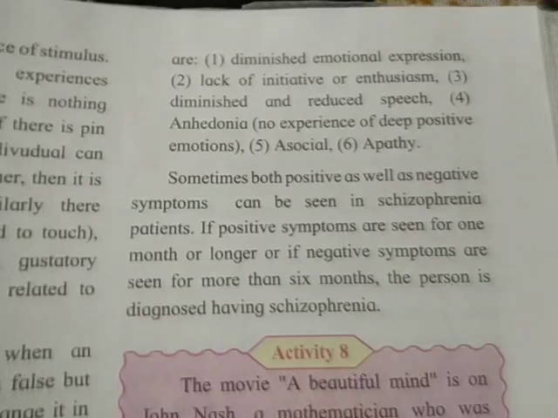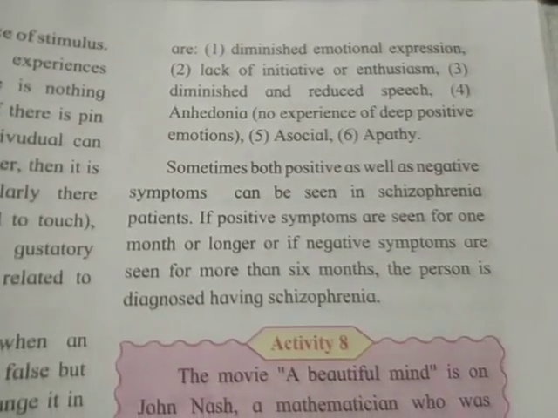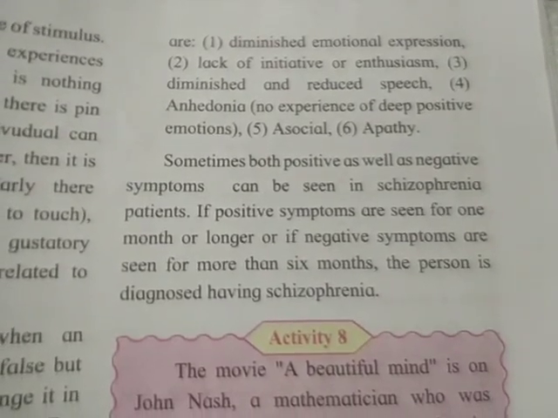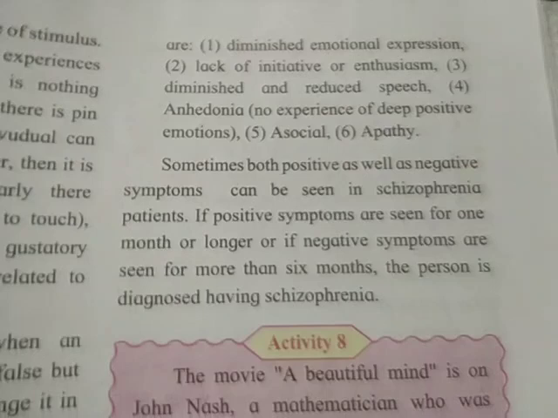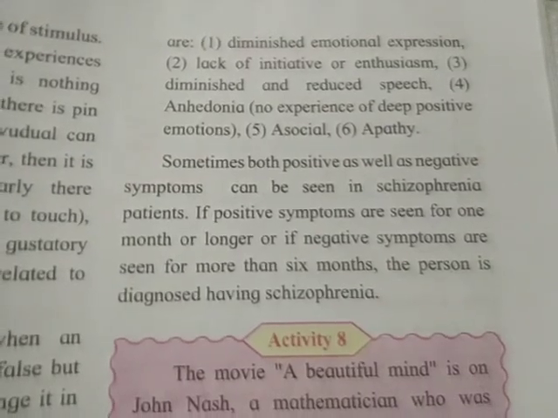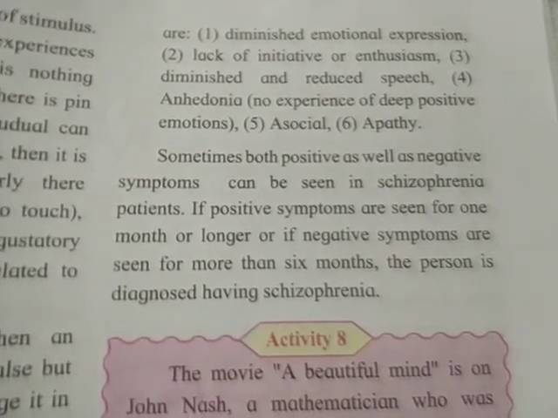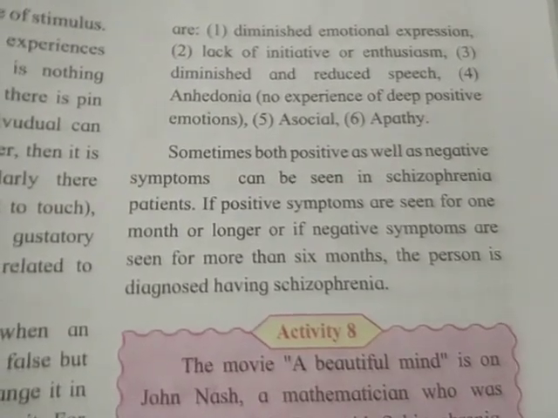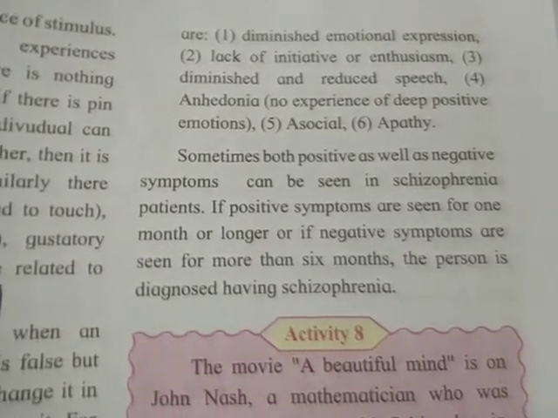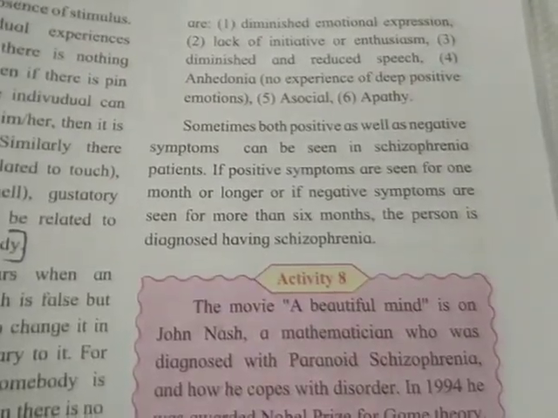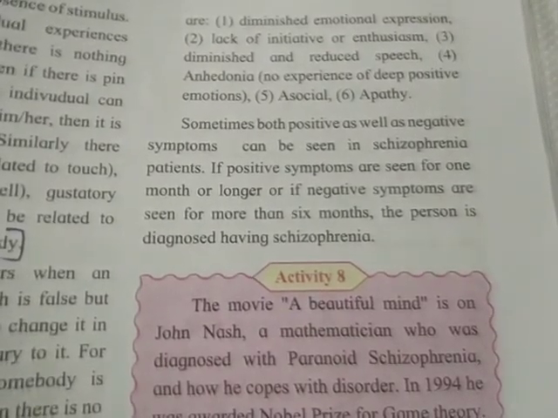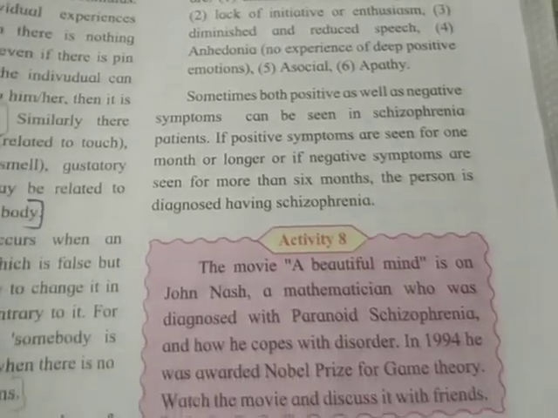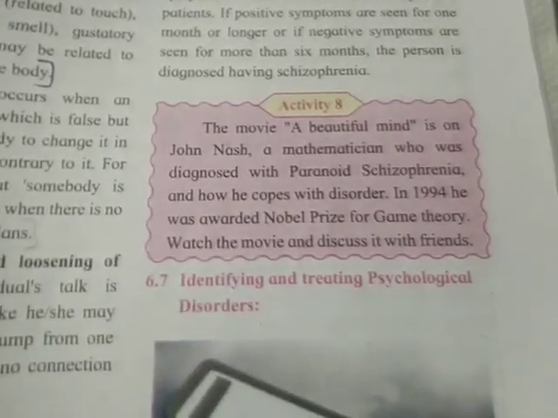First, diminished emotional expression. Second, lack of initiative or enthusiasm. Third, diminished and reduced speech. Fourth, anhedonia, which is no experience of deep positive emotions. Fifth, asocial, and sixth, apathy. Sometimes both positive as well as negative symptoms can be seen in schizophrenia patients. If positive symptoms are seen for 1 month or longer, or if negative symptoms are seen for more than 6 months, the person is diagnosed as having schizophrenia.